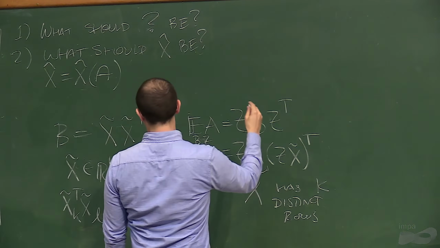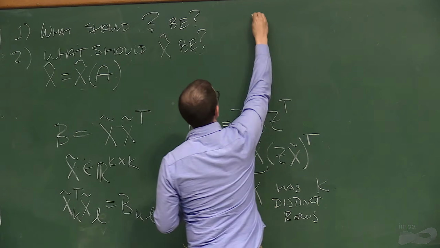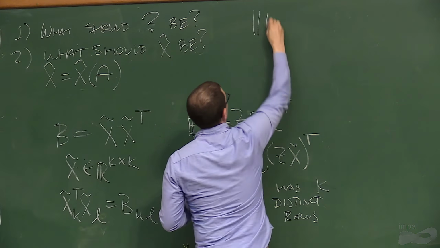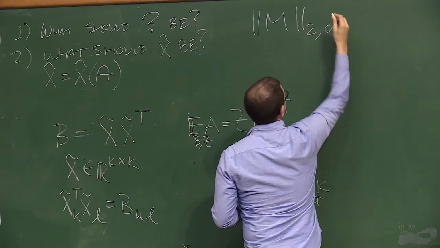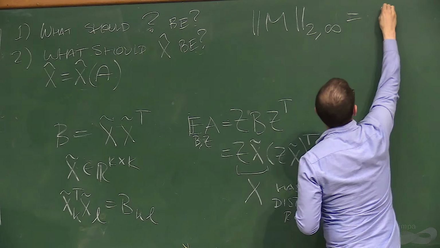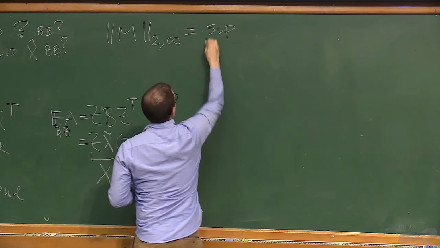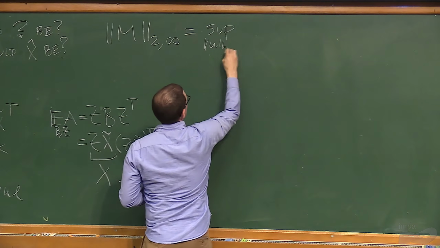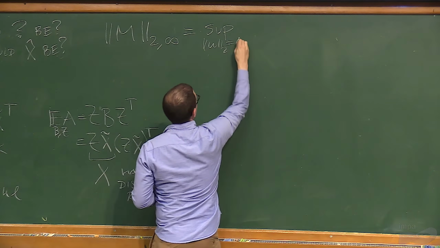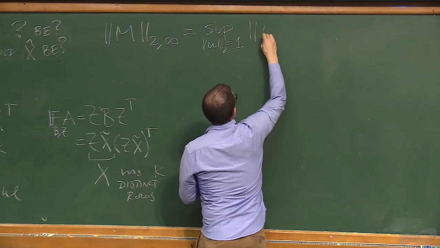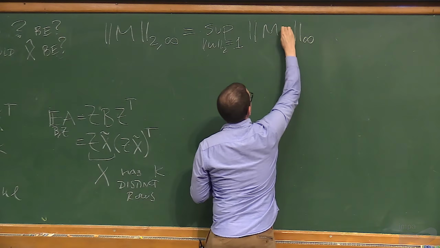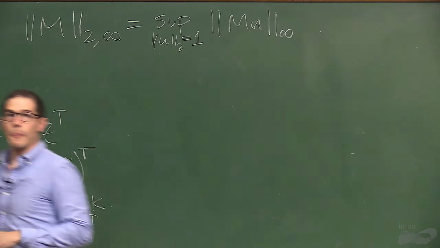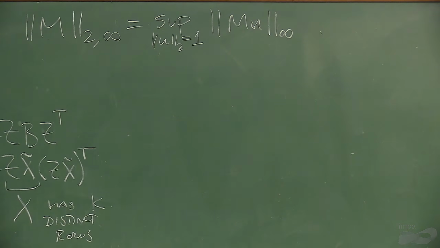Very awkward chunk of board I carved out here. Let's do this up here. We're going to look at the 2 to infinity norm. The 2 to infinity norm of a matrix M is going to be the supremum over all unit norm u's of the infinity norm, the max norm, of M times u.